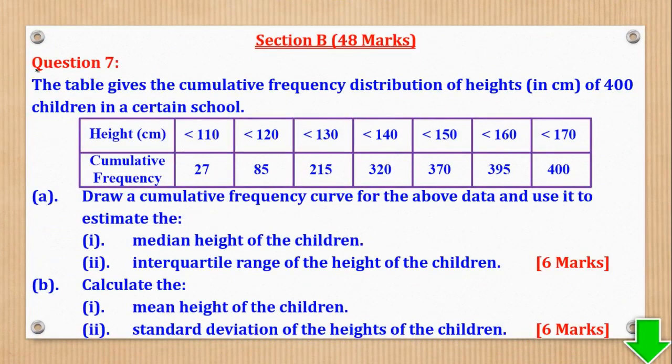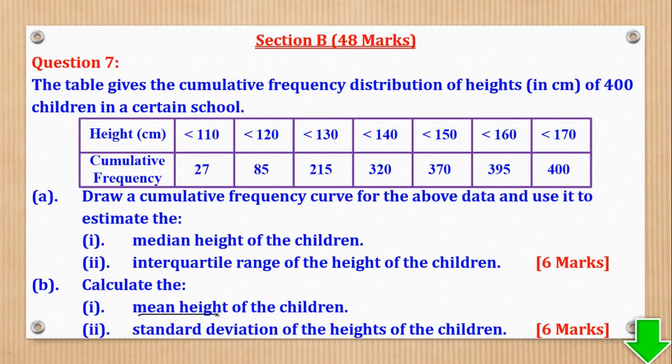So now we shall go to section B, which consists of 48 marks, and question 1 says the table gives the cumulative frequency distribution of heights in centimeters of 400 children in a certain school. Part A, draw a cumulative frequency curve for the above data and use it to estimate Roman 1, the median, and Roman 2, interquartile range. I think let's start with part A.